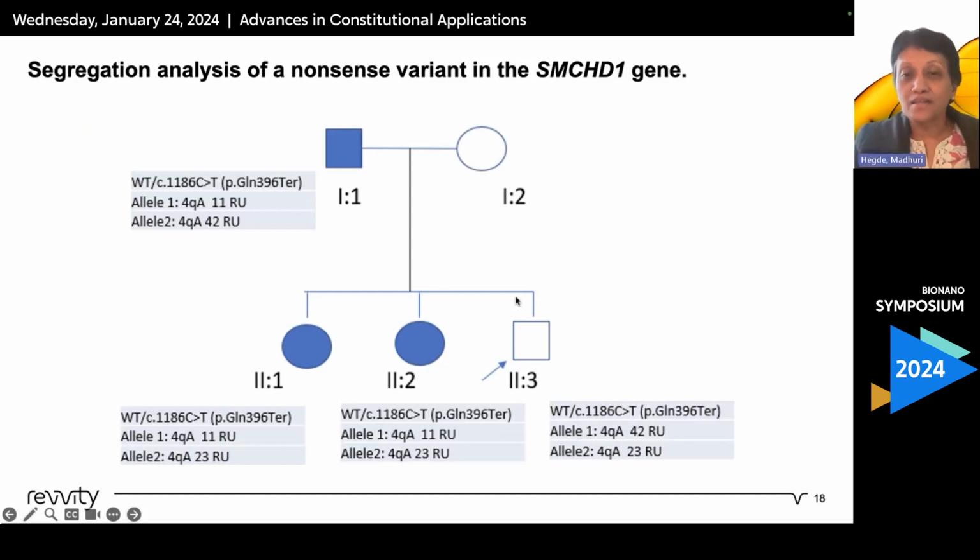In contrast, in this third child here, even though the nonsense variant has segregated, it is not against the right background, and thereby this child is not affected. Now, this level of analysis is absolutely critical when you are doing familial analysis and actually trying to discern between the affected and the unaffected. Actually, at times we get pre-symptomatic testing in these families. So this kind of assay really helps you triage these cases appropriately.